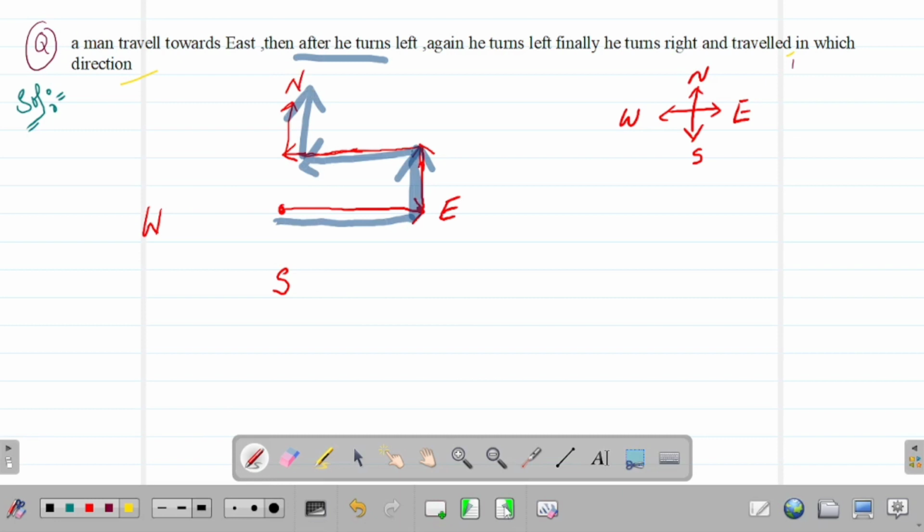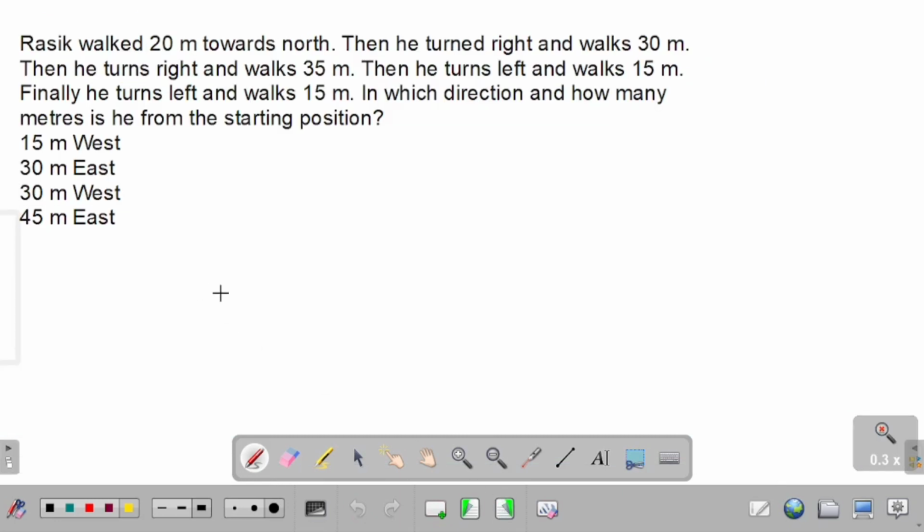Moving to the next one. See the next question. What is the next question given? Rasik walked 20 meters towards north, and then he turned right and walked 30 meters. Then he turned right and walks 35 meters. Then he turns left and walks 15 meters. Finally, he turns left and walks 15 meters. In which direction and how many meters is he from the starting position?